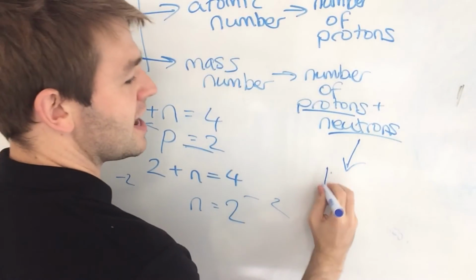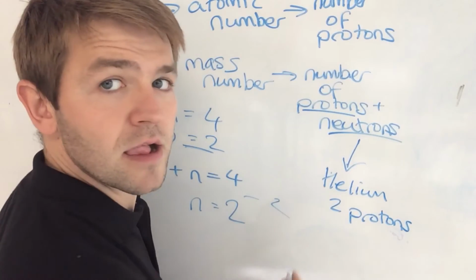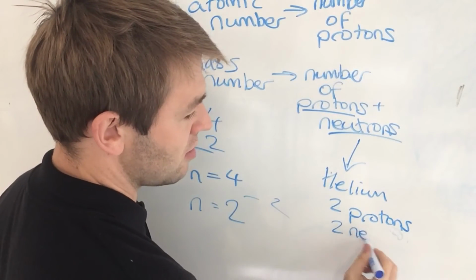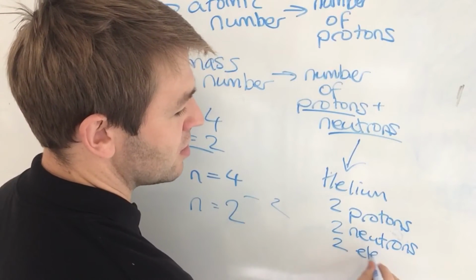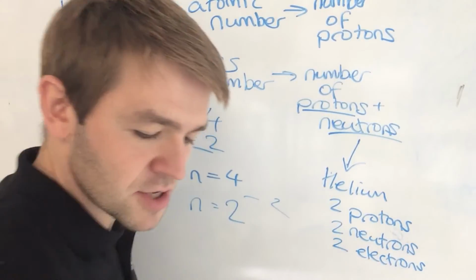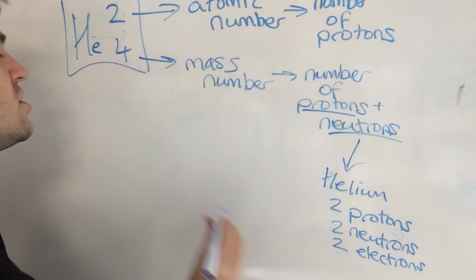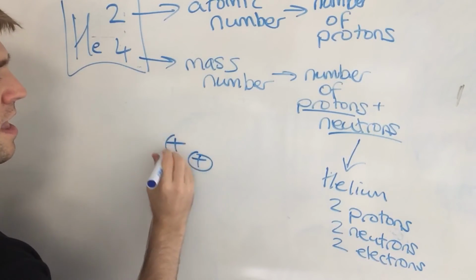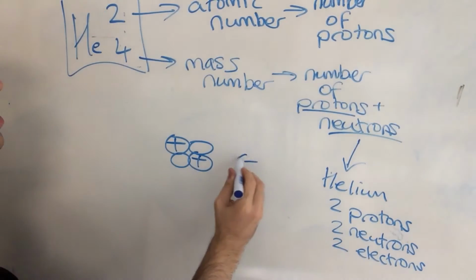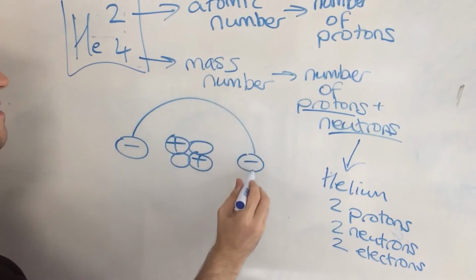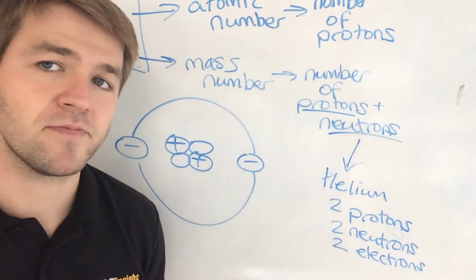So I know for my helium, I have 2 protons, 2 neutrons, and because it's an atom, I've got 2 protons, I must have 2 electrons, like so. So let's draw this. I have 2 protons, 1, 2. I have 2 neutrons, they have no charge, they just sit in the middle. And I have 2 electrons, 1, 2, around and around, like so. That would be my helium atom.